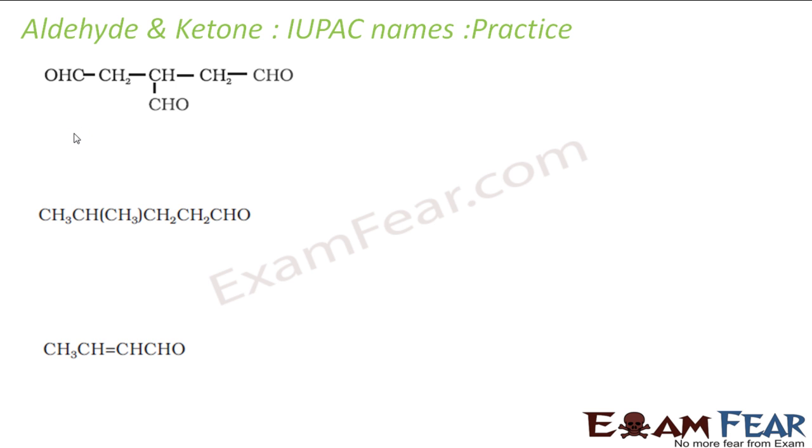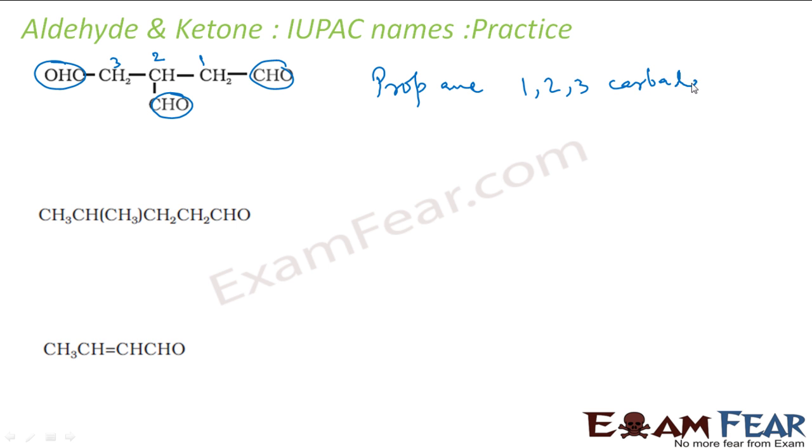Let's take this example. I have carbaldehyde groups here, right? So what I can do is take this as my chain, 1, 2, 3. At all 3 positions, 1, 2 and 3, I have a carbaldehyde. This is my prop, all single bond, ane, and then at 1, 2, 3 I have carbaldehyde. So it is propane-1,2,3-tricarbaldehyde.